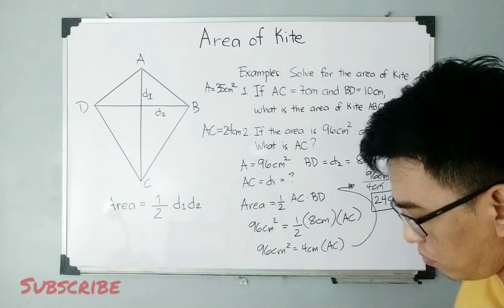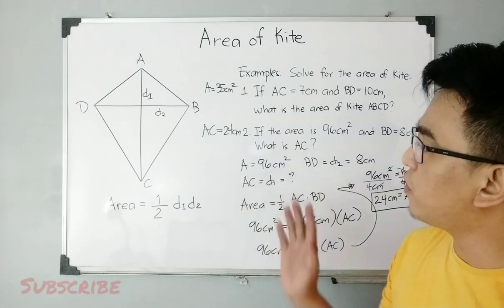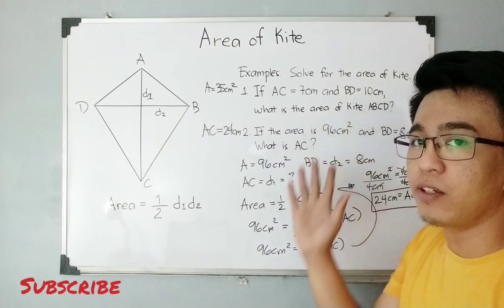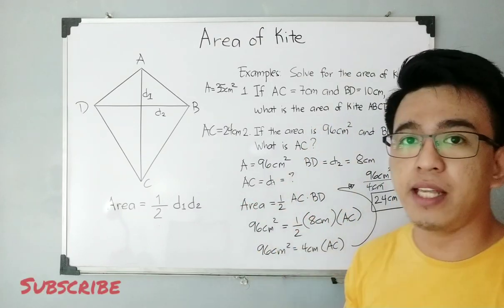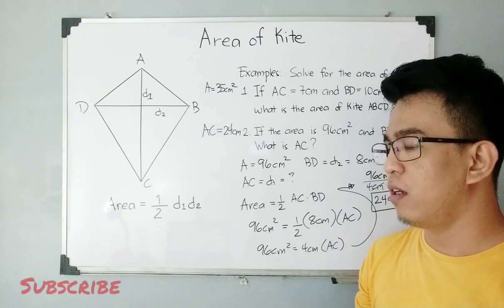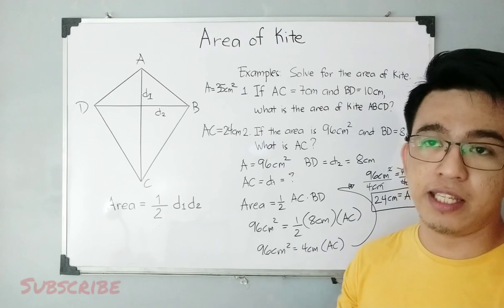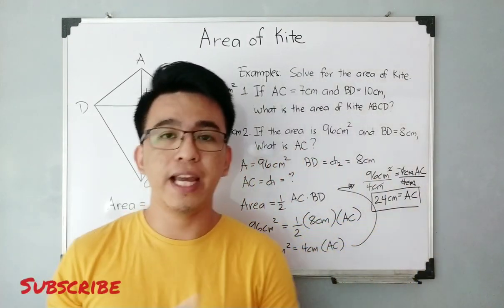So in this problem, I showed you how to calculate the area given the two diagonals. And for item number 2, I showed you how to calculate for the missing diagonal if the area is already given and one of the diagonals is already given. So I hope you learned something from this video on how to calculate for the area of a kite.